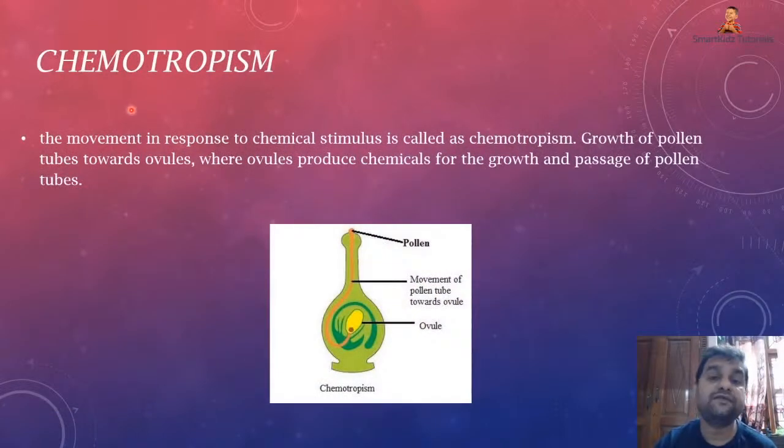And lastly, you have chemotropism. In chemotropism, the response is movement in response to a chemical stimulus, and this is very well understood with respect to the pollen grain. The pollen grain will give out a pollen tube, which will move in response to the chemicals produced by the ovules in the ovary. It will keep tracking that, and finally the tube will reach, so that the male gametes from the pollen grain move towards the ovary and fuse with the ovules for fertilization.